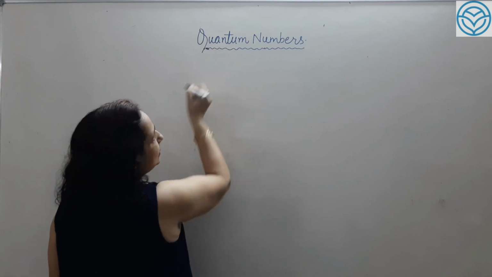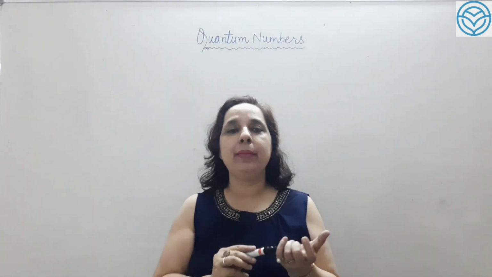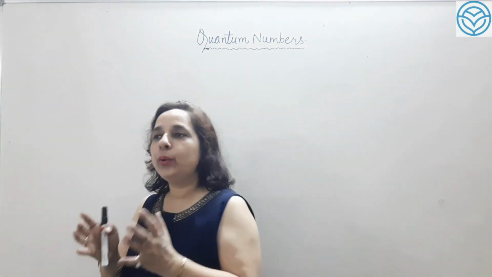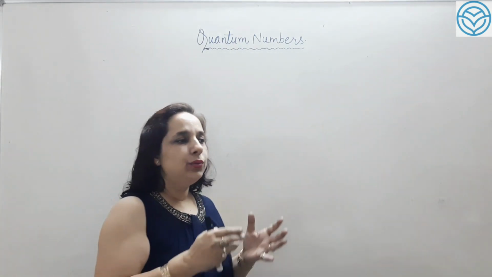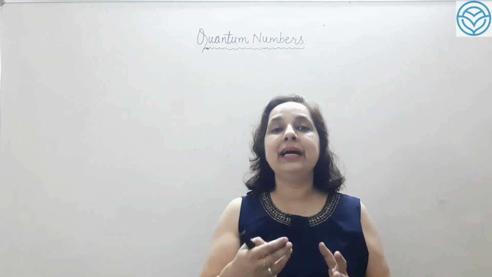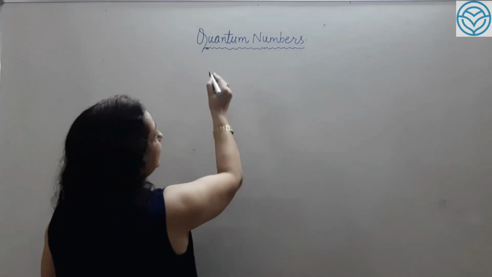When I say quantum numbers, the quantum numbers are actually going to give us an idea about the address of an electron. In an atom, an electron is located in a shell or subshell or something else. So we must know where the electron is and how to locate the electron in an atom. And that information can be known by using quantum numbers.